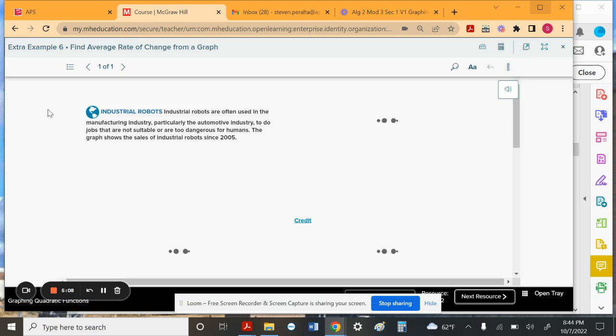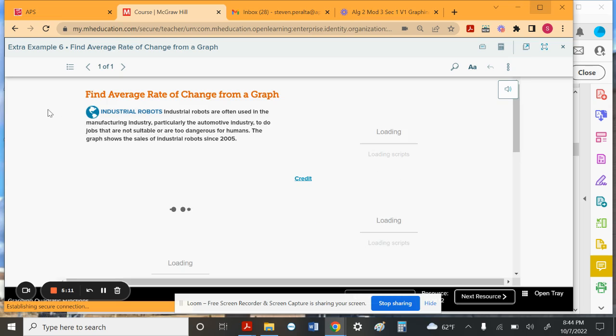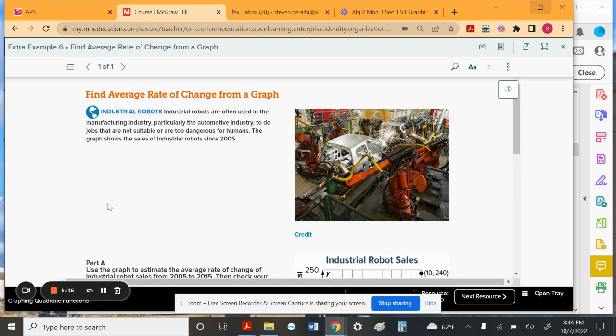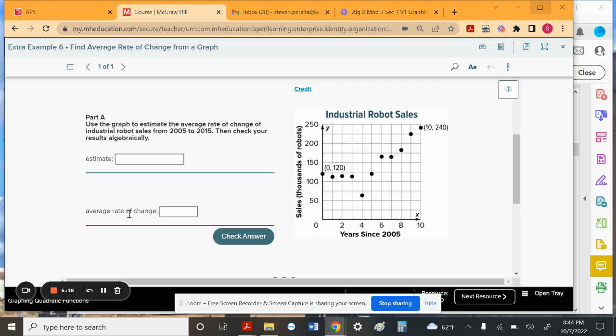So finding the average rate of change from a graph. They give us all this junk information that they're asking us to do. Use the graph to estimate the average rate of change of our industrial robot sales, and then check your results algebraically. From 2005, notice here, this is years since 2005. So 2005 starts off at 0, so 2015 is 10 years later. That means we're going to look at the y values, which are way up here. Notice that my y value at 10 is 240.